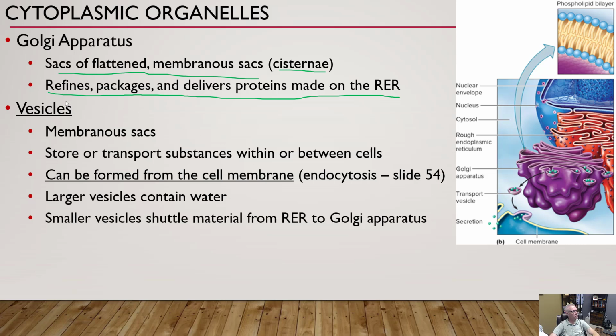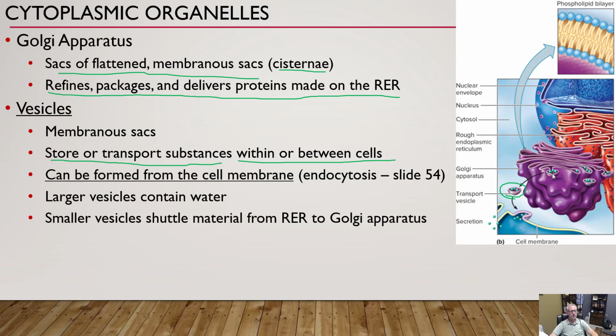And then they are packaged within these vesicles. It's not really showing these correctly. Basically, they're in a sphere. It's not like they're in the cup that this picture is showing. They're kind of enclosed in a ball. We'll see vesicles later on in the nervous system chapter and the muscular system chapter. Basically, vesicles are just membranous sacs, and they're going to either store or transport substances within or between cells.